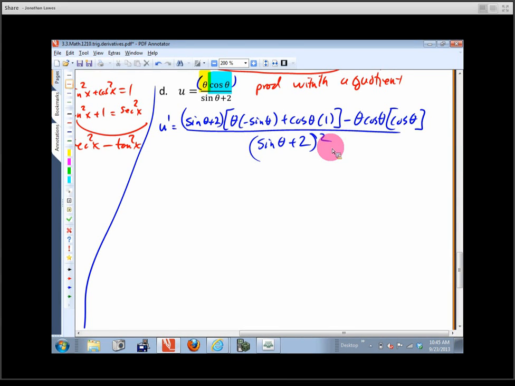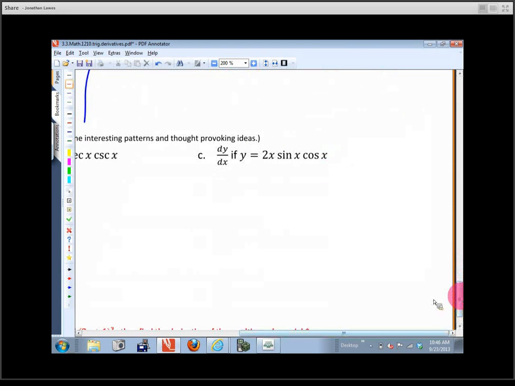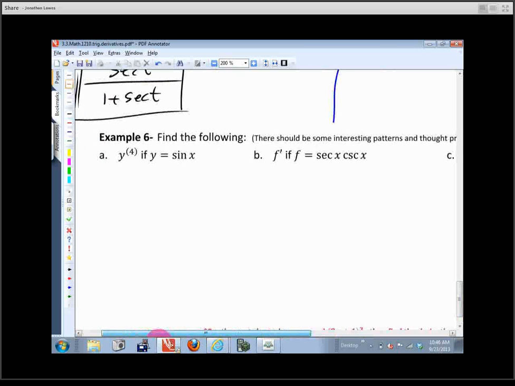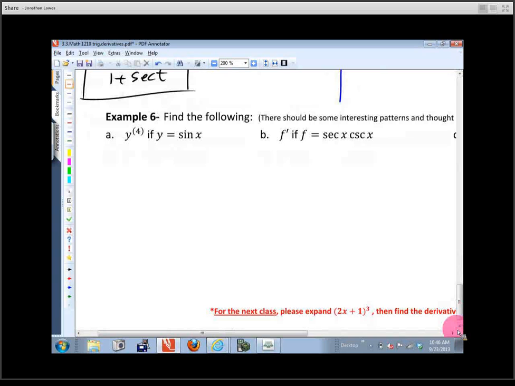Notice at the bottom of the page, it says, expand this, then find the derivative. So you're going to multiply that by itself once. Take that polynomial, multiply it by that again, and then differentiate that. You're going to have a degree 3 polynomial. It'll have 4 terms. You just differentiate each one of those 4 terms.